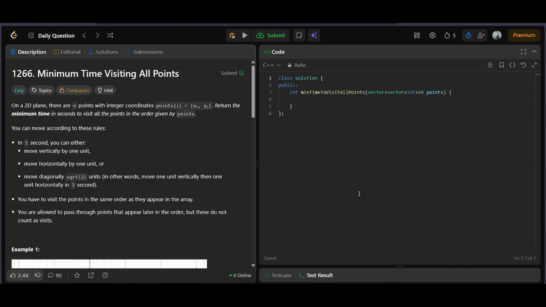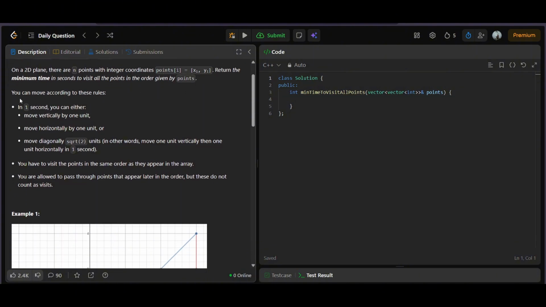Hey guys, today we will be solving the LeetCode problem Minimum Time Visiting All Points, right? So on a 2D plane, there are n points with integer coordinates xi and yi. Return the minimum time in seconds to visit all the points in the given order. In 1 second, you can either move vertically by 1 unit, move horizontally, or move diagonally.